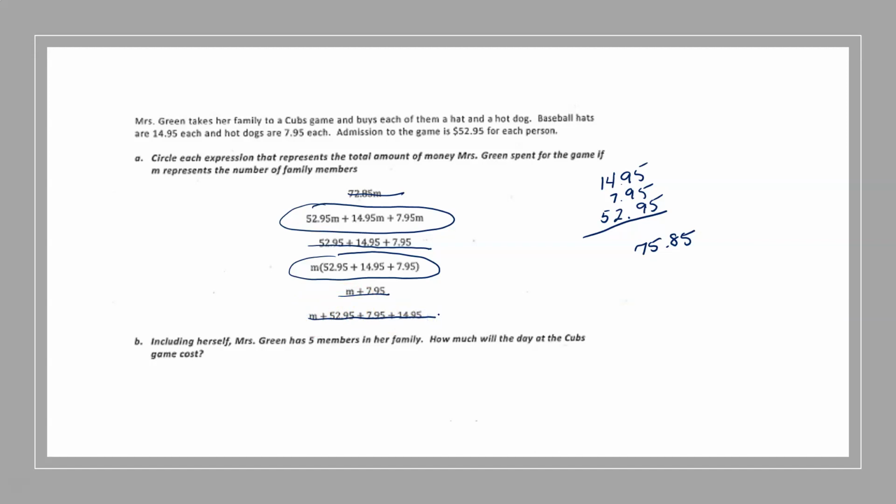Okay, B, including herself, Mrs. Green has 5 members in her family. How much will the day at the Cubs game cost? So I totaled this all up for you right here. So if we take 75.85 and multiply it by 5, we get a grand total of $379.25.